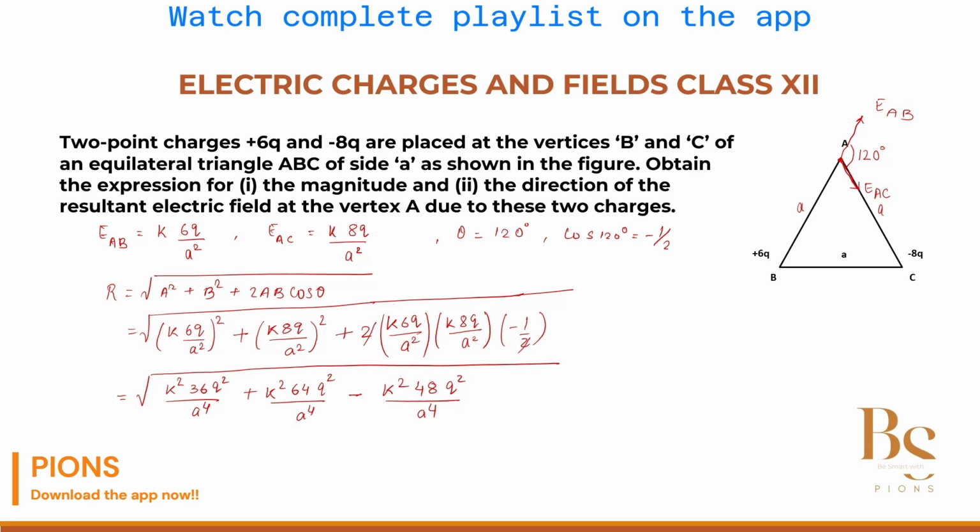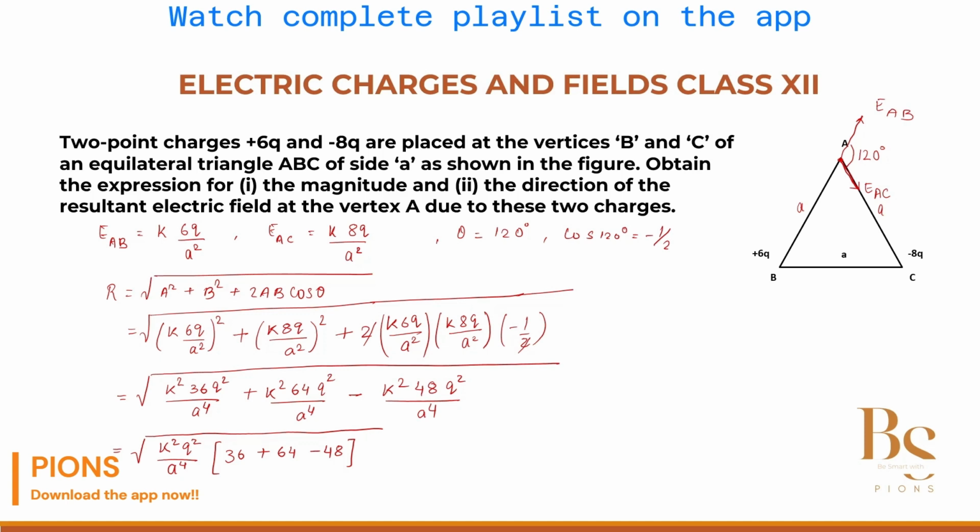All the three terms have something common in them. Sir, what is common in them? Let's write that. K square is there in all the three terms. Q square is there in all the three terms. A to the power 4 is there in all of them. So what we are left with is the first term 36, second one 64, third one 48. Clear? Let me repeat. In case you have not understood how to take common, simply multiply this outside bracket inside this. So 36 into k square q square by a to the power 4, 64 into this thing and minus 48.